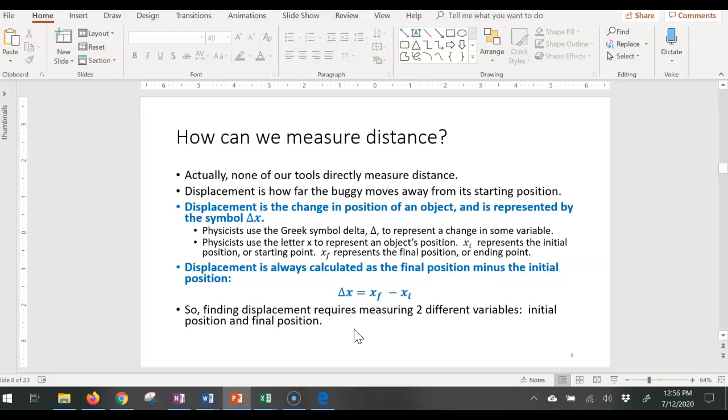That Greek symbol delta, the triangle there, always represents a change in some variable, and x is the symbol that physicists use to represent an object's position. So the displacement is always calculated as the final position minus the initial position. So if I want to find the displacement, I really need to find two different variables, the initial position and also the final position.